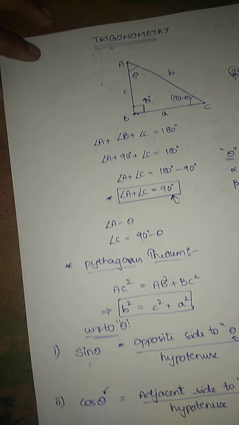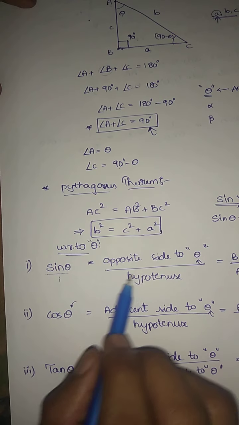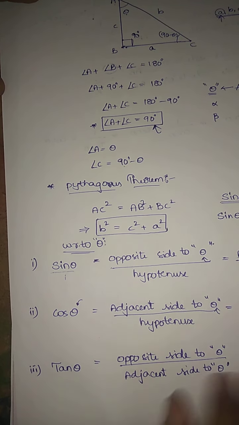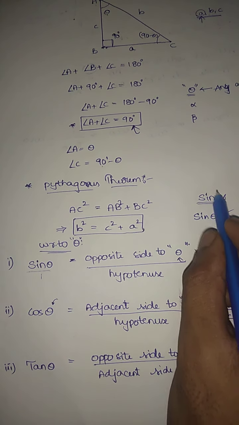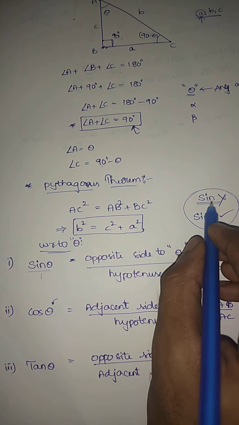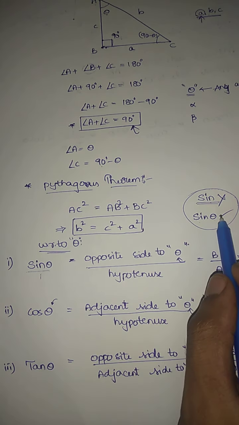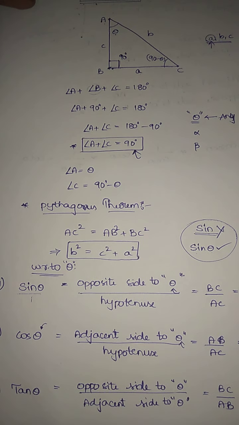Okay. Remember this, guys. Very important. If I find anywhere opposite side to theta by hypotenuse, then I'll replace it with sin theta. Similarly, the following ratios will follow. This is the most important: sine itself has no meaning. Sine along with some angle will have a meaning. Okay, remember this. Thank you.